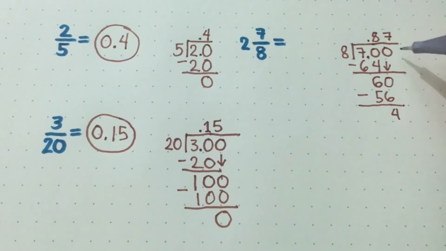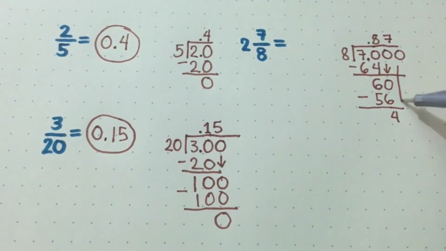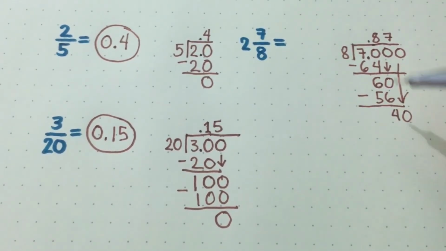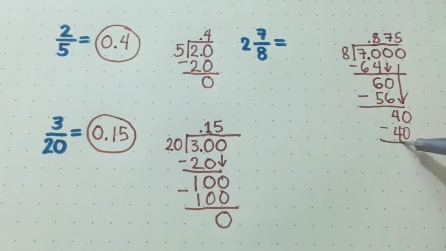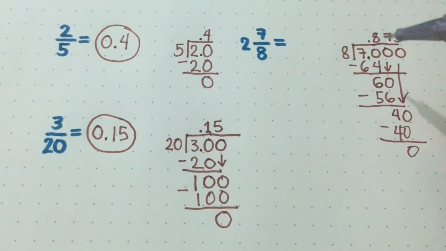We may add another 0. It's up to you until how many 0s you can add if you still have a remainder, or you may just round it off. So, bring down 0. We'll get 40. 40 divided by 8, that's 5. 5 times 8, that's 40. Subtract, 0. So, no more remainder. Our answer, it means, is 0.875.